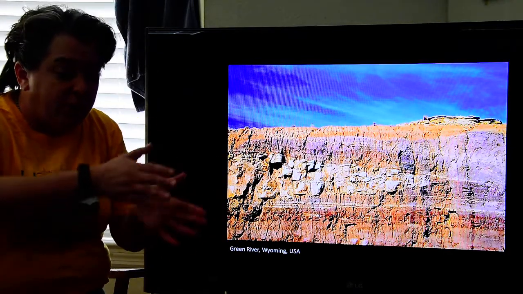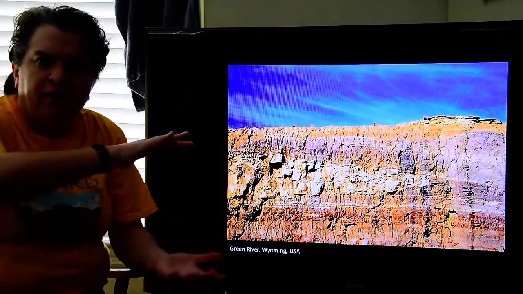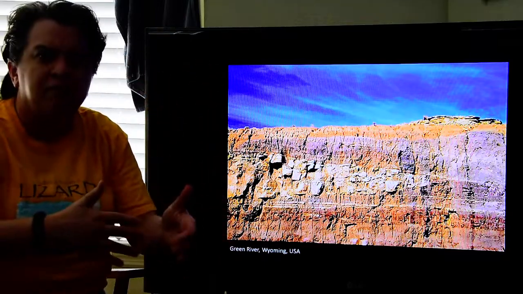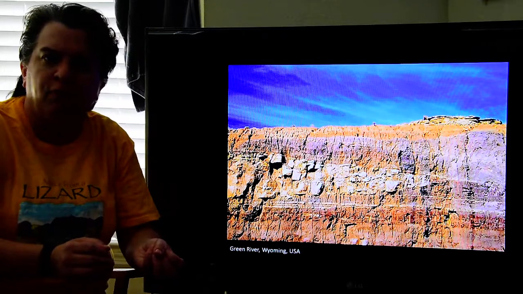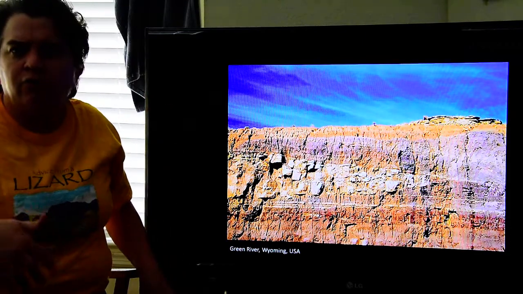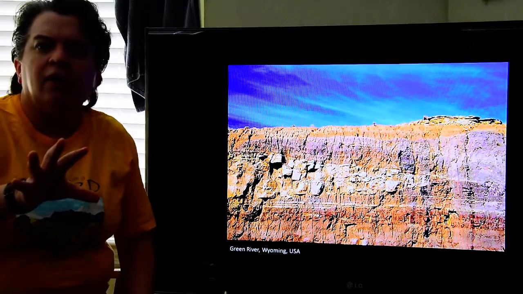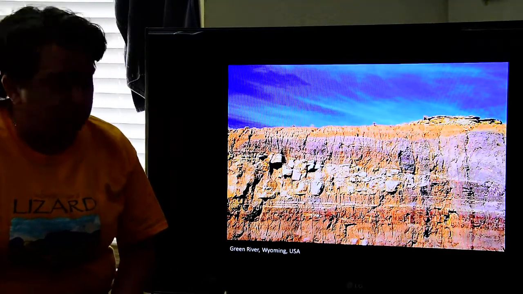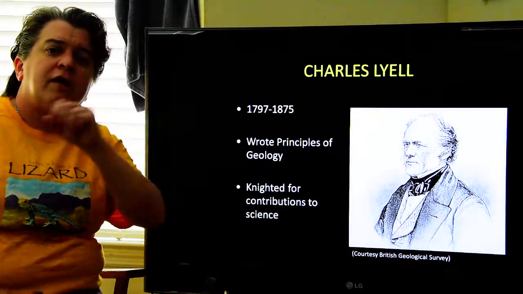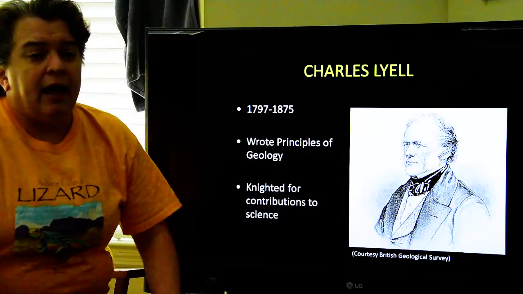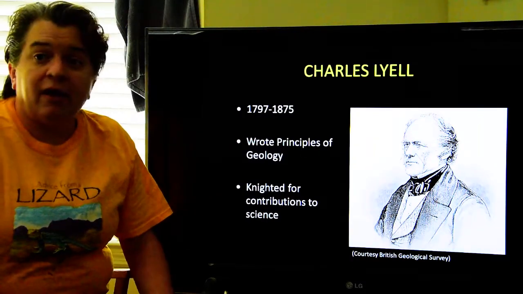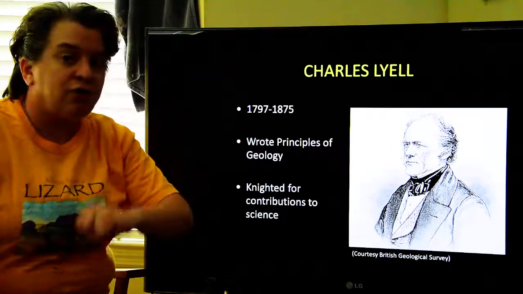If a rock unit just abruptly stops, right, it doesn't get thinner and thinner, it just ends, that tells us something happened to it after it formed. Some kind of erosion or faulting or something affected that rock after formation. So those are Steno's three principles of relative dating. And the next guy we're going to take a look at in volume 2 is Charles Lyell.